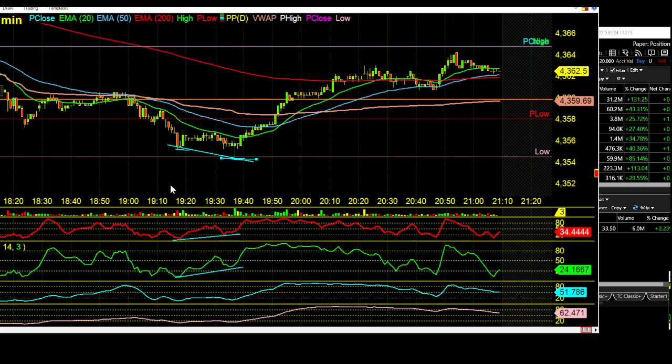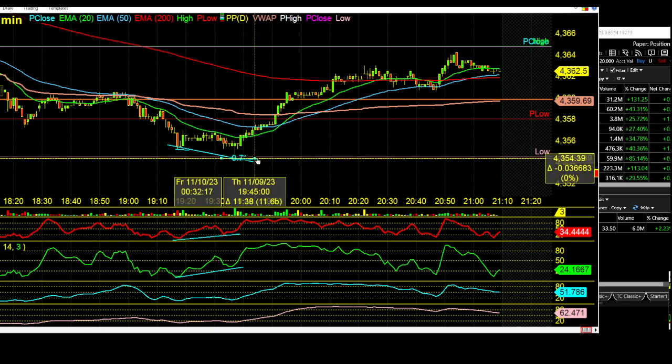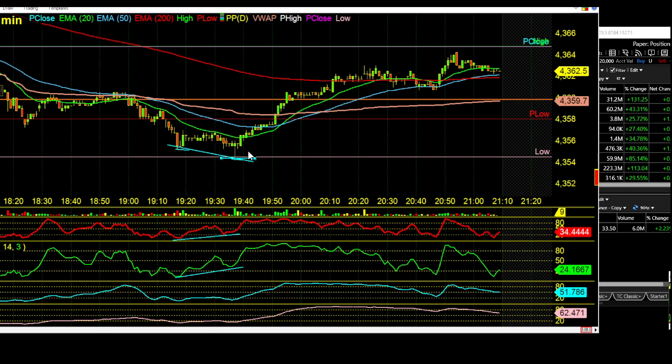Now, when you're trading prop accounts, you want to do that. You want to put that trade right in there. And in some cases, you have a nice divergence. You want to take a gamble on that.